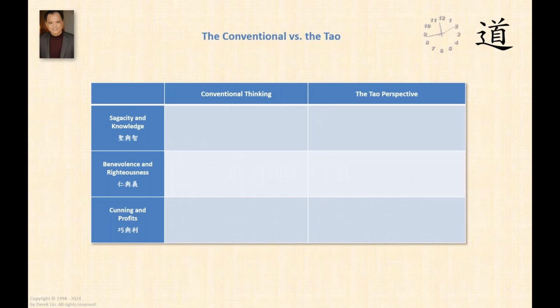So again, we have a table view of conventional thinking on the left-hand column, the Tao perspective on the right-hand side. We have the three things. Coincidentally, this follows the same structure as the three chapters that flow from one to the other: 17, 18, and 19. Coincidentally, we have the three things, the three aspects of life that we're talking about here, and we'll go through them one by one. Beginning with sagacity and knowledge. So conventional thinking may see them as a good thing, the pretentious kind of wisdom, the superficial kind of knowledge.